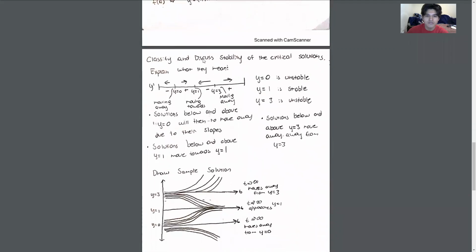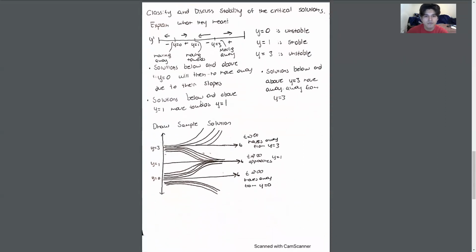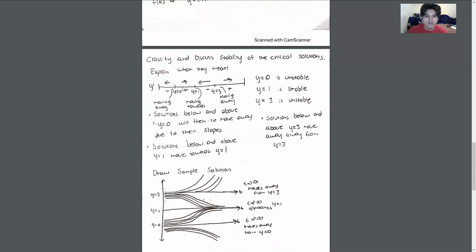Moving forward, like I said, classify and discuss stability of critical solutions. So like I said earlier, y equals 0 is going to be unstable because other solutions are moving away from y equals 0. And the same thing can be said for y equals 3. But y equals 1 is considered stable because other solutions are moving towards it. So here, that's exactly what I wrote down. Solutions below and above y equals 0 move away due to their slopes. See, slopes are negative, the slopes are positive, they move away from y equals 0, and the same logic can be applied to this right here.